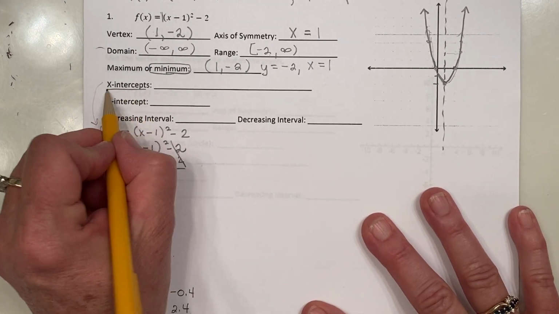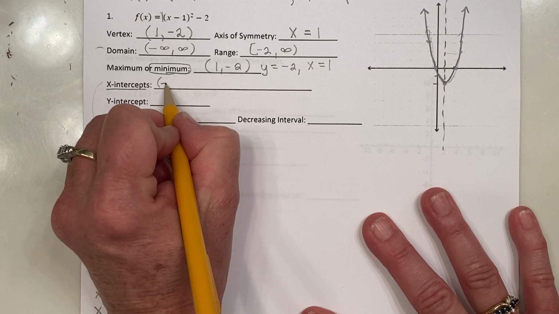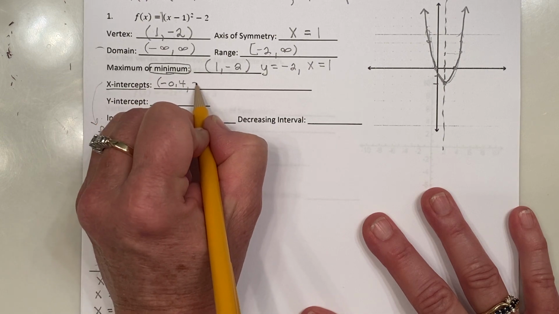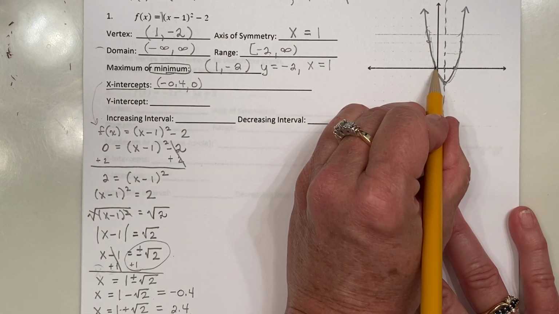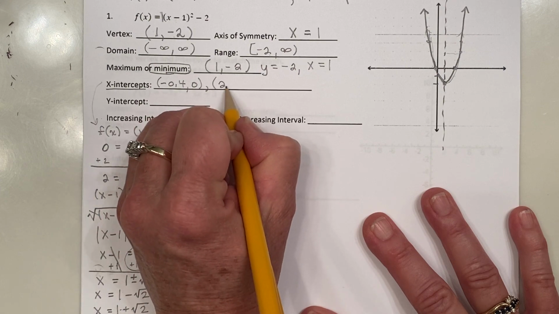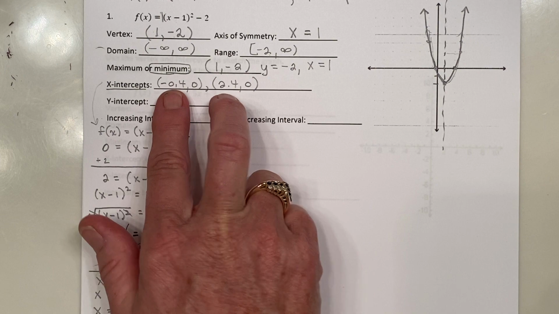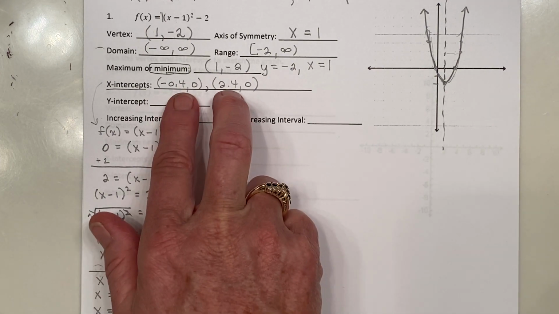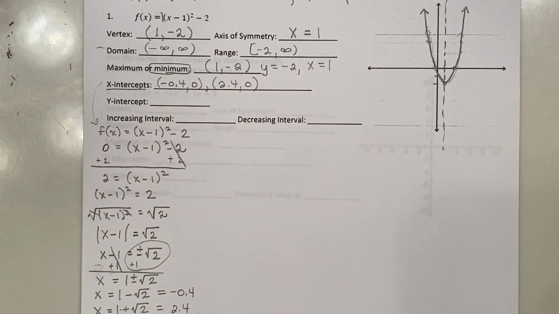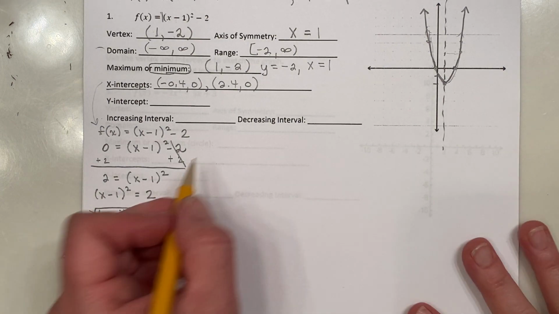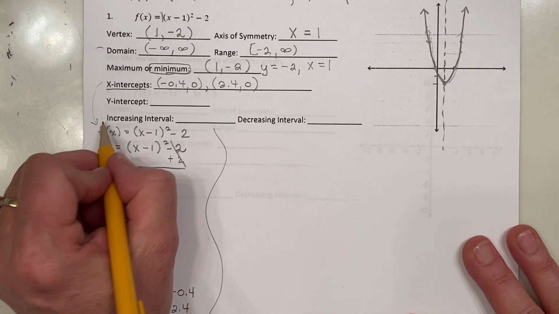All right, let me come back up here. Now an x-intercept, well, that means they want an ordered pair. So -0.4, 0, and then the other one is 2.4, 0. Now, those are just approximates. I could have used these radical answers. Those are exact, but this is fine for what we're doing. All right, so these were x-intercepts.